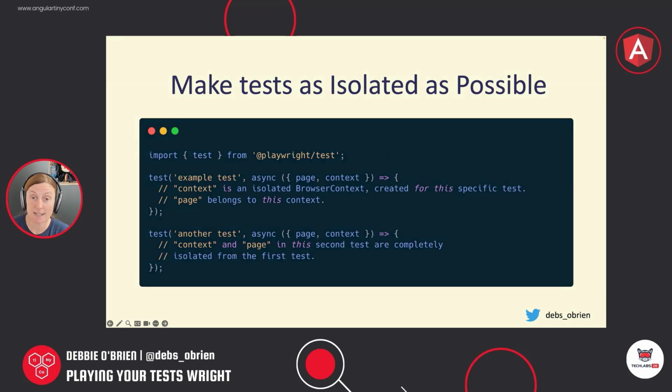Make your tests as isolated as possible. Now, with Playwright, tests come fully isolated out of the box. So basically, if you have a test here, they've got two tests on one page. And the first test, the example test, it basically has a context. And the context is an isolated browser context created for that specific test. And the page belongs to that context. Now, in the second test, underneath it, another test has a different context and page, and that one in the second test is completely isolated from the first test. And that's how you should be writing your tests and making sure you're enforcing that isolation.